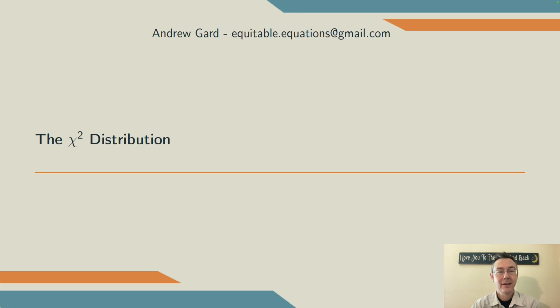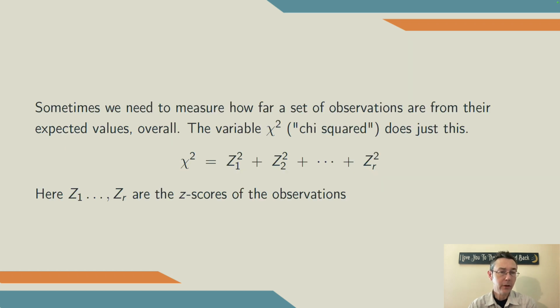Hey everybody. Today we're talking about the chi-square distribution. This is a continuous distribution that measures how far a set of observations are from their expected values, sort of overall. The idea is you take each of your observations, say we have r of them, you compute their z-scores, square those, that makes them all positive, and then add them all up.